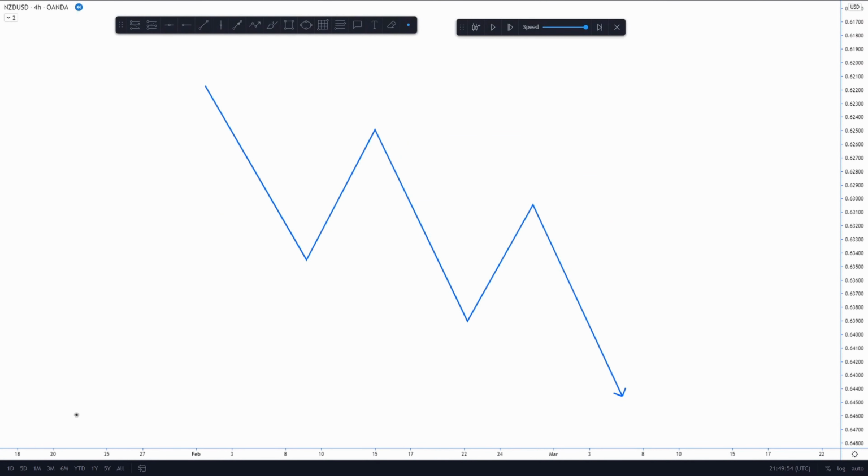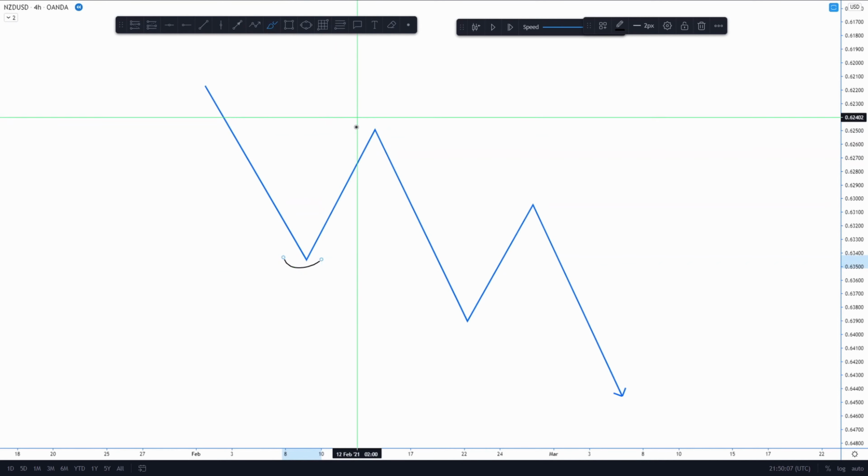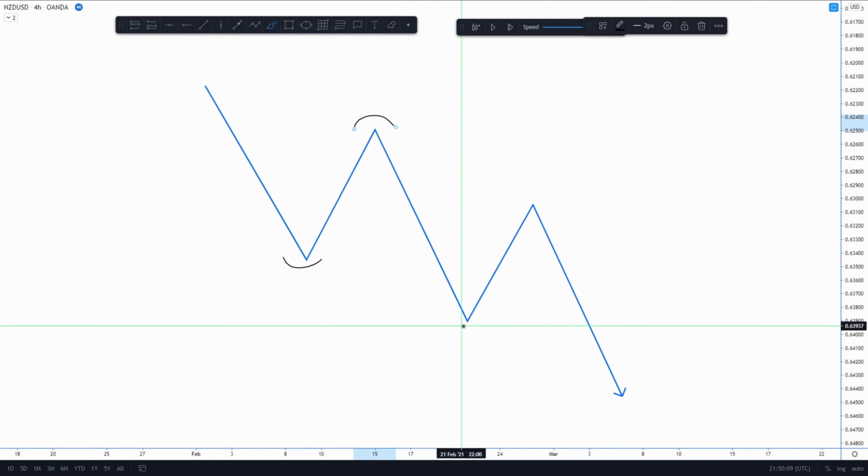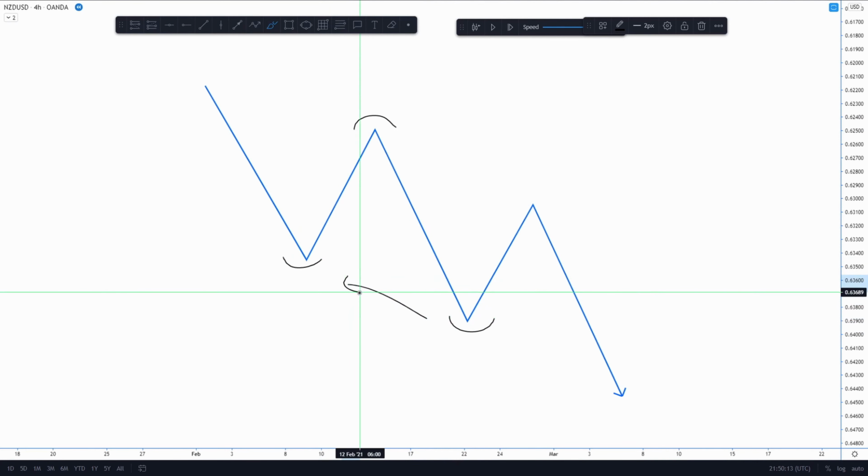Now, in this example here, this would be an example of a downtrend. Now, if we just reverse engineer what I just told you, we can then use that in order to understand why this is a downtrend. So we have a low that's created. We then have a high that's created. We then have a new low that's created. So this low is lower than this previous low.